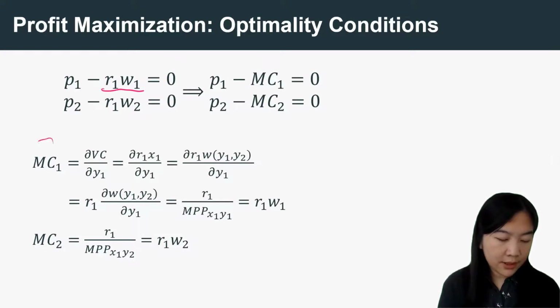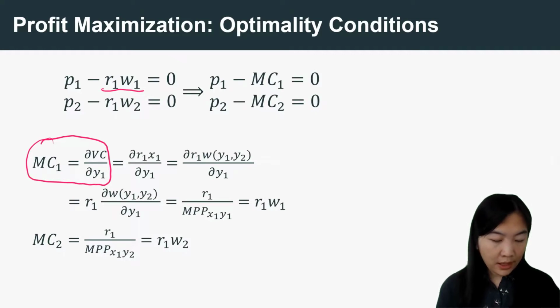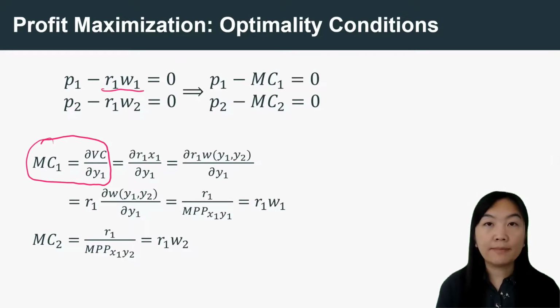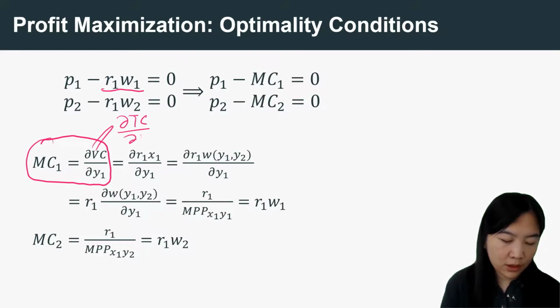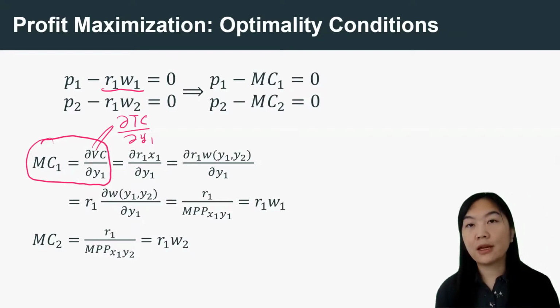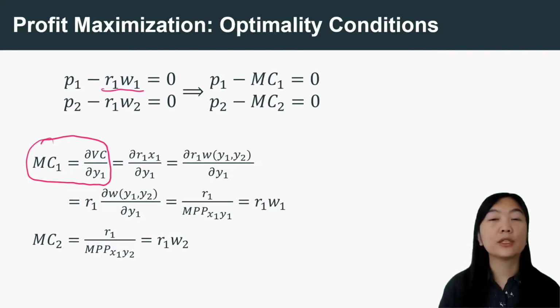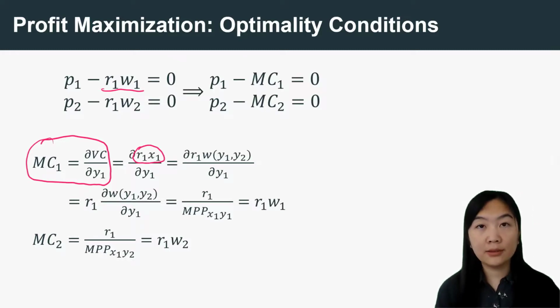So here, first, this is the definition of marginal cost, and that is the derivative of the variable cost with respect to Y1. So again, this is also equal to a derivative of total cost with respect to Y1. And since the fixed cost, when you take the derivative, is equal to 0, we can just use the variable cost and take the derivative with respect to Y1. So what is your variable cost? Your variable cost is R1 X1.